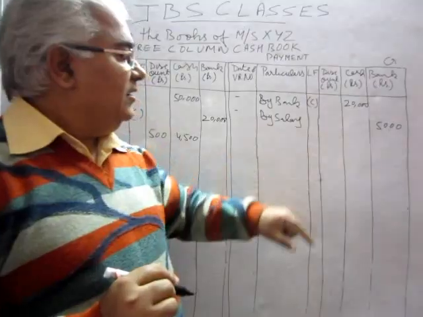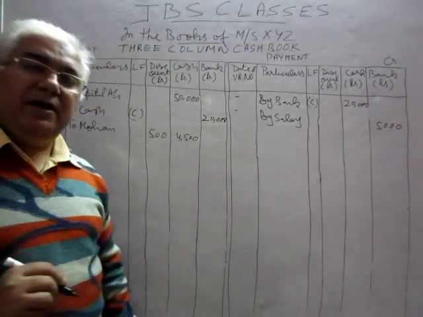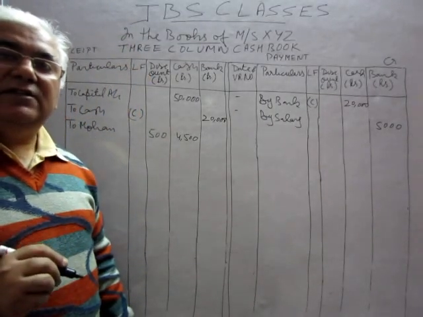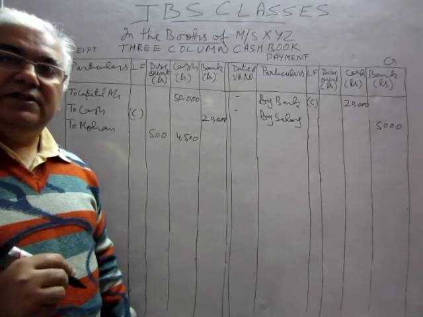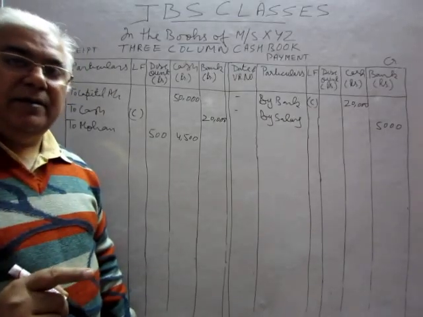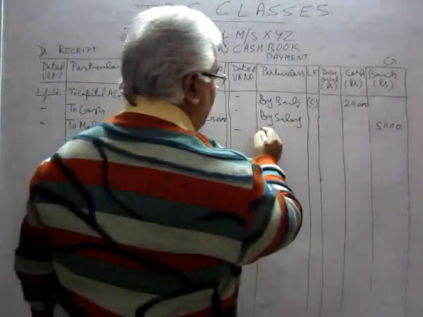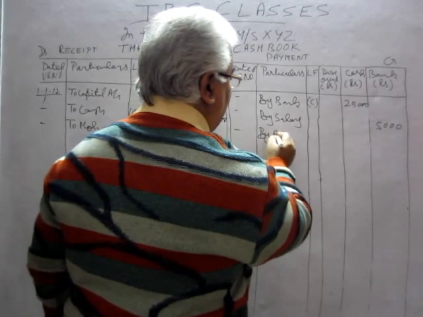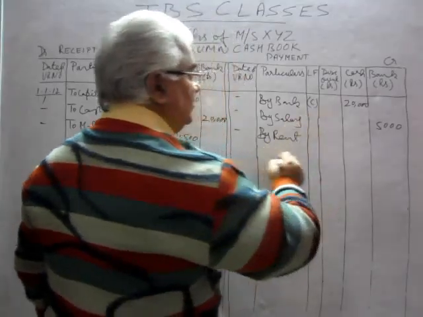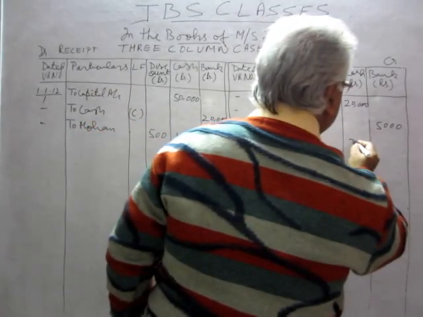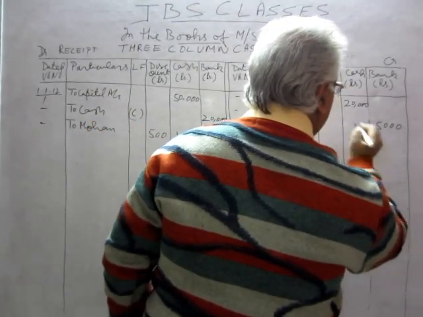Let us make a payment of, say, 3,000 as rent through cash. The entry is rent account debited to cash. So, by rent account, since we are making the payment through cash, it will come here.